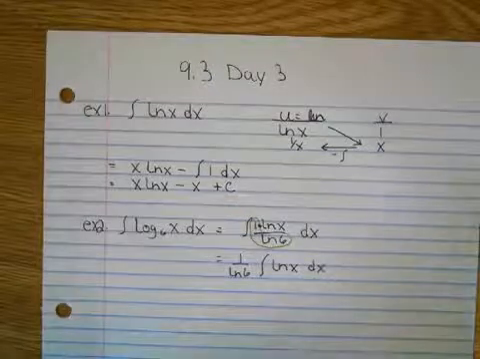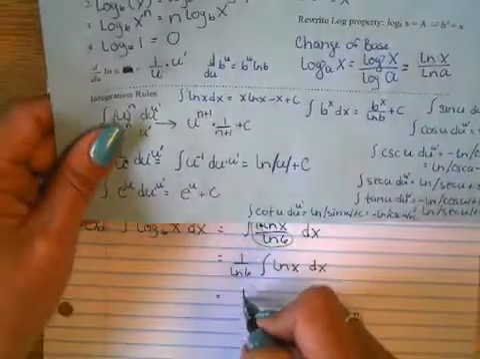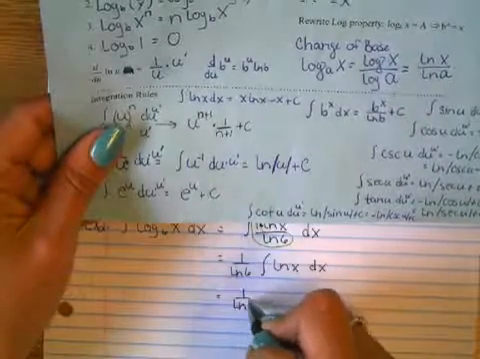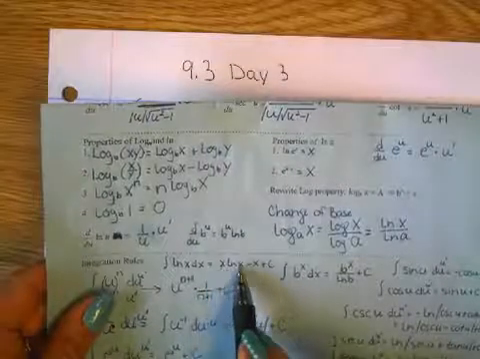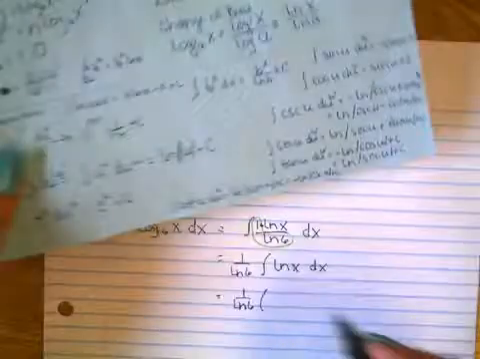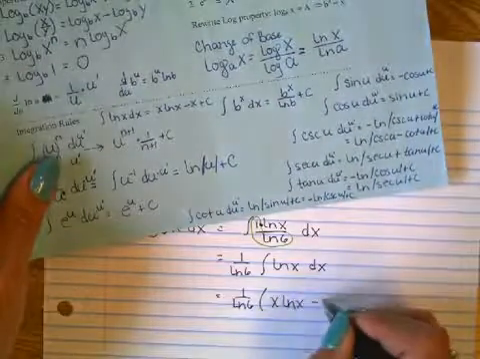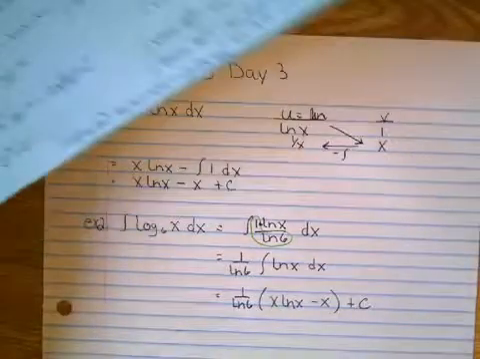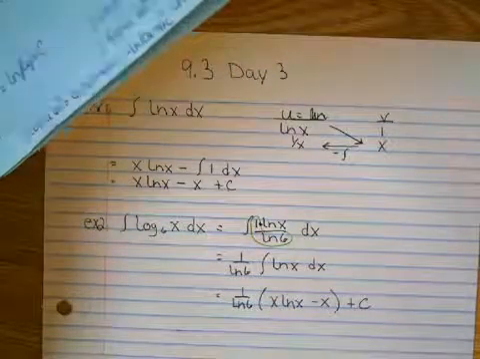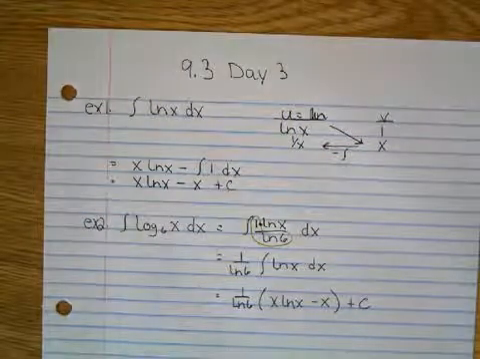So using my shortcut now, I keep my multiplier, and then I multiply it by the antiderivative of ln of x, which is just x ln of x minus x plus c. And that's it. Done. So you're going to be using your change of base.